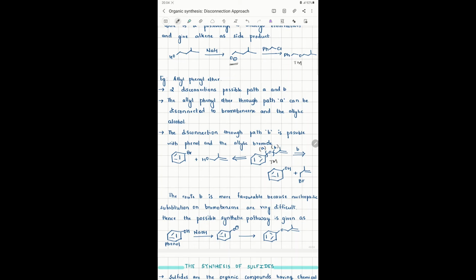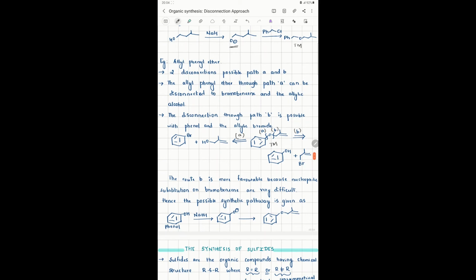Again there are two routes, route A and route B. Under route A, I am going to cleave so that I get an allyl alcohol and bromobenzene. Under route B, I am going to get a phenol system and an allylic bromide system. Now when I observe, route B is more favorable because nucleophilic substitutions on bromobenzene are very difficult.